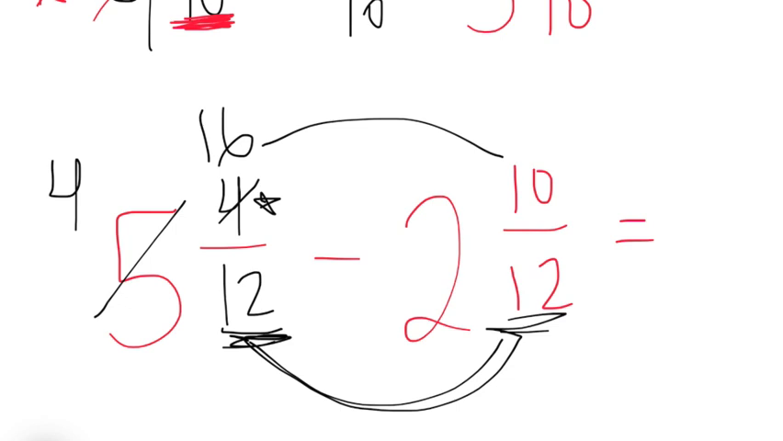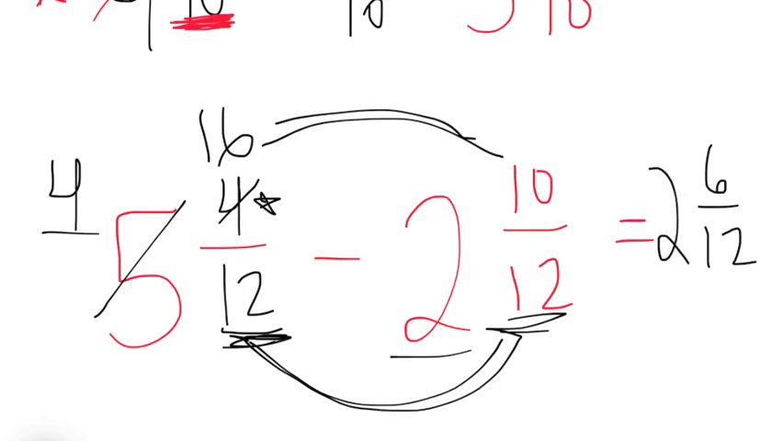So I can now subtract 16 minus 10 is 6. Our denominator does not change. And now I can do 4 minus 2 is 2. And if I were to look at this to quickly reduce that, I know, oh yeah, 6/12 is half. So 2 and 1/2 would be my final answer. So 5 and 4/12 minus 2 and 10/12 equals 2 and 1/2.